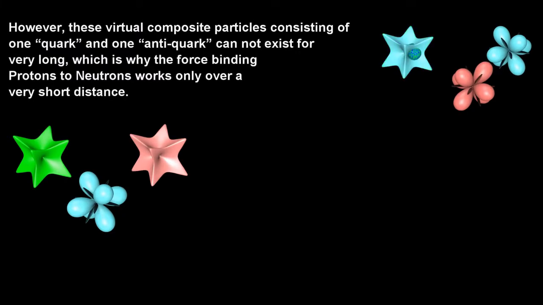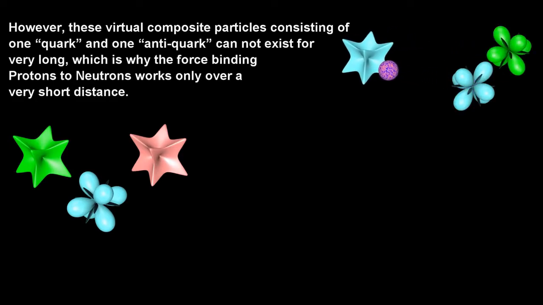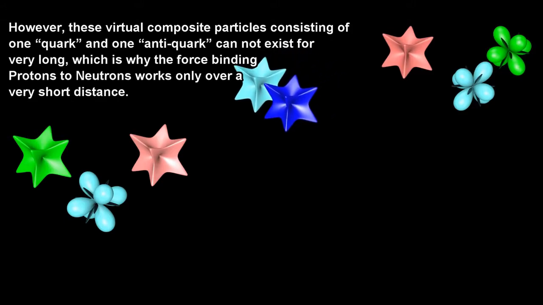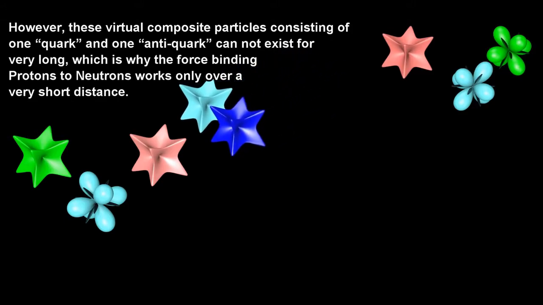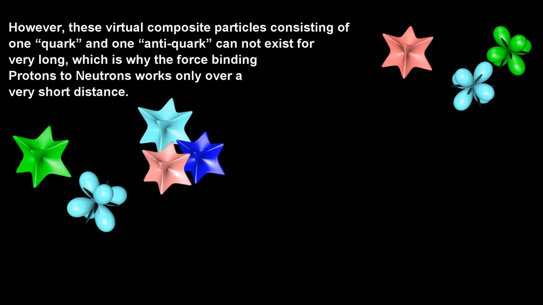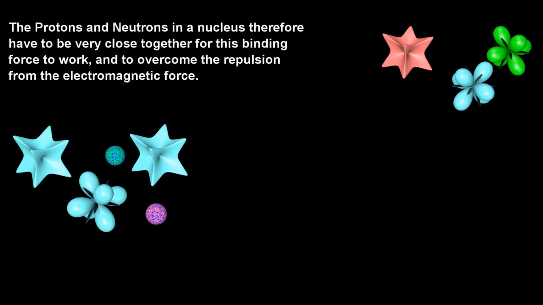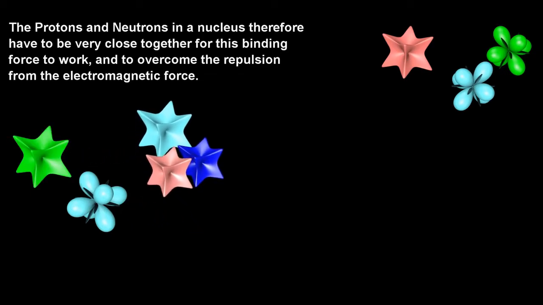However, these virtual composite particles consisting of 1 quark and 1 antiquark cannot exist for very long, which is why the force binding protons to neutrons works only over a very short distance. The protons and neutrons in a nucleus therefore have to be very close together for this binding force to work and to overcome the repulsion from the electromagnetic force.